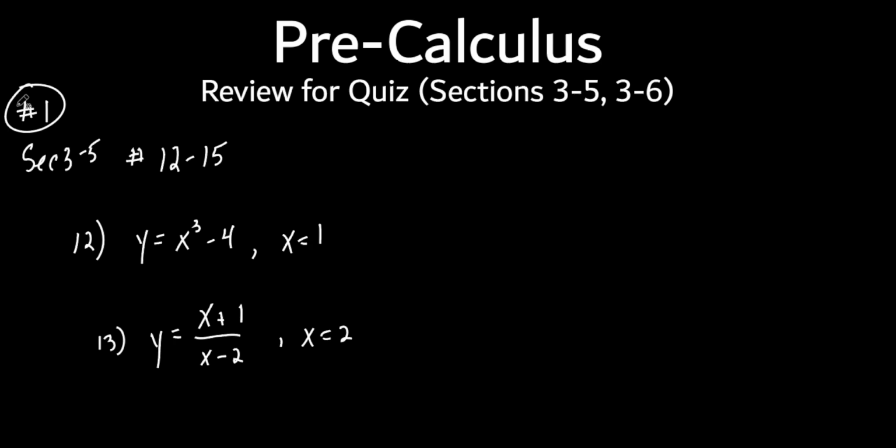All right, let's do another one. Number 2. So number 2 on the quiz looks like it's still section 3.5. It's the end behavior stuff. So it's section 3.5, numbers 20 to 25. If you look at those problems, number 2 on the quiz will look like these problems right here. All right?